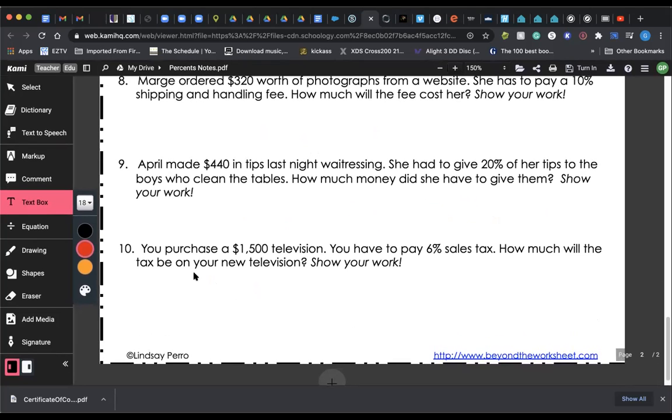So April made $440 in tips last night waitressing. She had to give 20% of her tips to the boys who cleaned the tables. How much money did she have to give them? $88. Good. There are 2 ways to do this. Of course, you can do this in your head by doing 10% twice. 44 and 44 is 88. Or you can do the math and you'll still get $88.